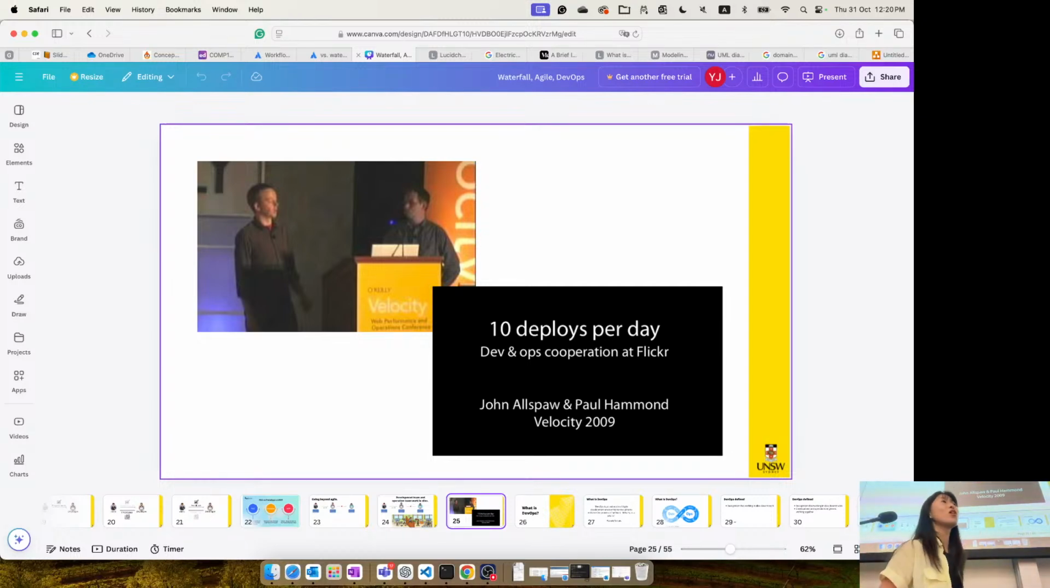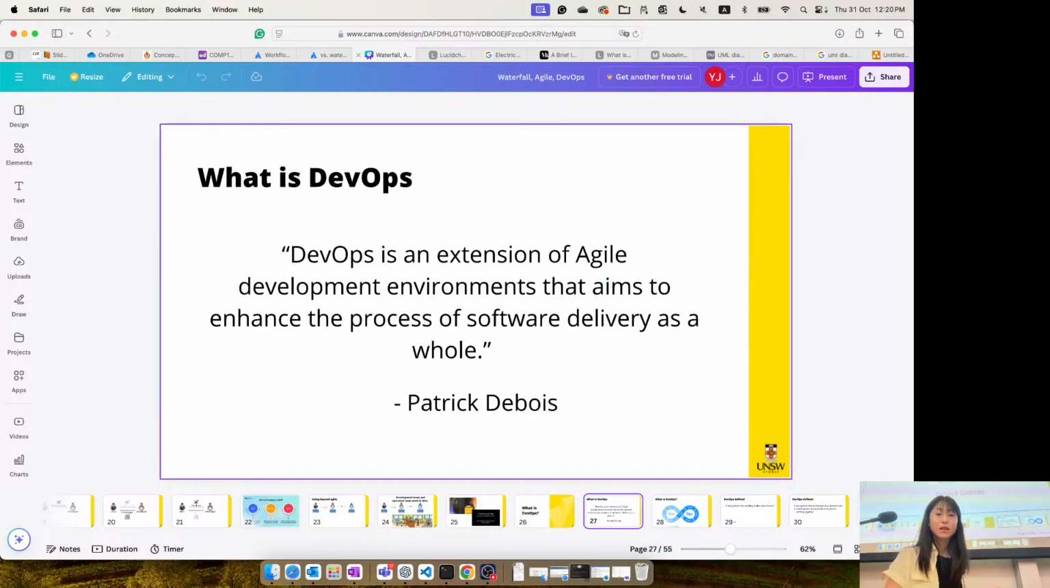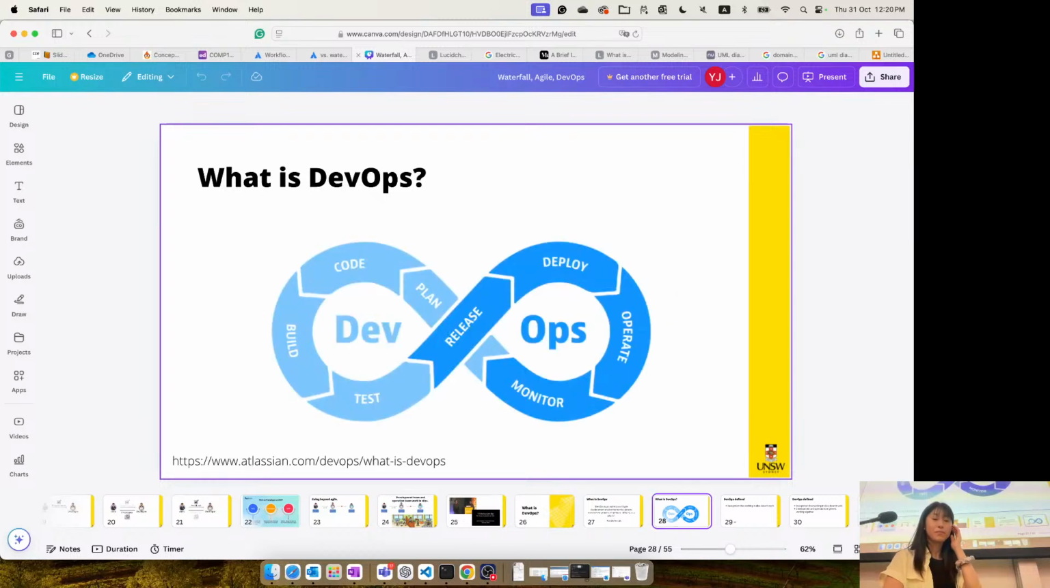So this is called DevOps. DevOps we can think of as an advanced version of Agile. So everybody in the company is the same team. It's very collaborative. So the aim is to enhance the process of software delivery as a whole, from requirement engineering to deployment.